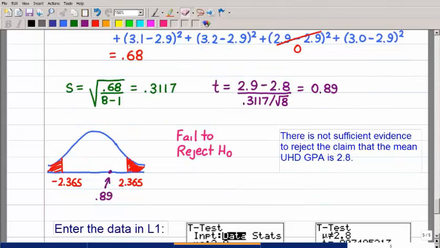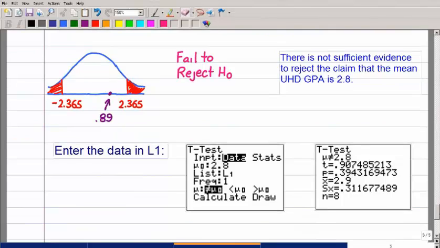So I drew a little picture here. 0.89 is clearly between those two regions, so we would fail to reject. And we could say there is not sufficient evidence to reject the claim that the mean GPA is 2.8. So here is the result, if you just would have.